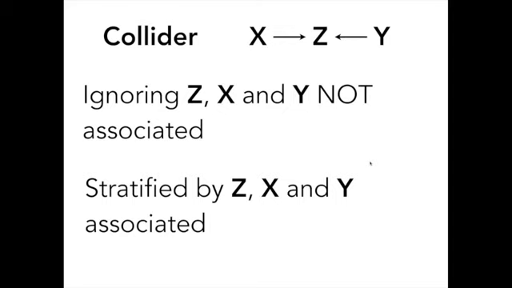The collider is quite different. So the collider is, remember, the inversion of the fork. Now, if we ignore Z, X and Y are not associated because X and Y are independent causes of Z. They're independent of one another in the world. Z depends upon both of them. Z carries information about both X and Y, yeah? But X doesn't carry any information about Y, and Y doesn't carry any information about Z.